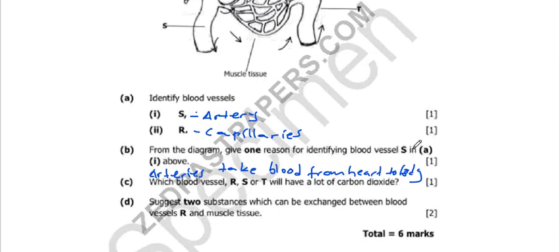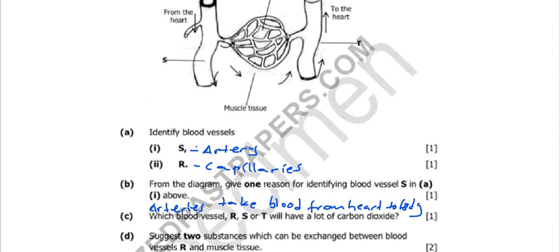Which blood vessel, R, S, or T, will have a lot of carbon dioxide? When blood is coming from the heart to the rest of the body, it has a whole lot of oxygen and very little carbon dioxide. And as blood is moving from the body to the heart, it has a lot of carbon dioxide and very little oxygen. So blood vessel T would definitely have a lot of carbon dioxide. It will have the most carbon dioxide.